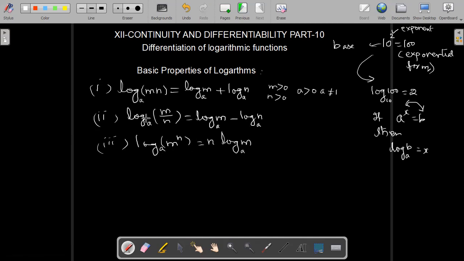So product we have seen, multiplication, division. Just remember, there is no formula for log of m plus n or m minus n. You have to just add or subtract and then find the log. There is no formula for addition and subtraction, only for multiplication, division, and power.